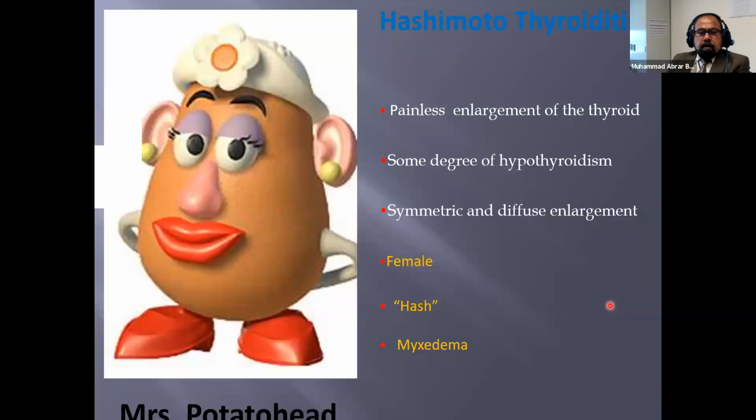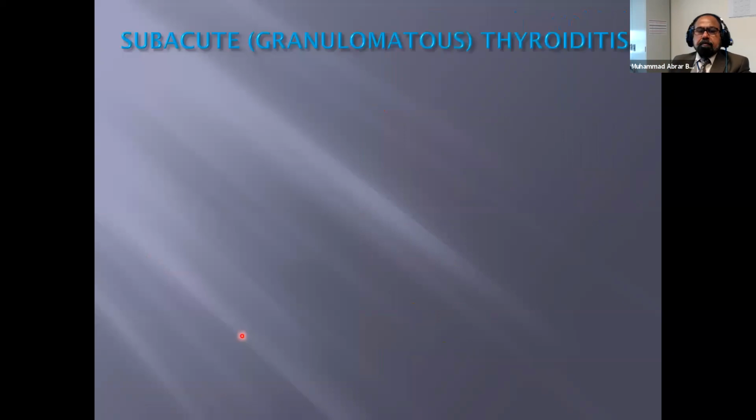thyroiditis. So in clinical features, they have a painless enlargement of thyroid, some degree of hypothyroidism, symmetrical or diffuse enlargement of the thyroid gland. Most of them are female. Hash means confused, and myxoedema means moon-like face or potato. They are called Mrs. Potato Head. So they have a large head, as I have shown you in the picture.